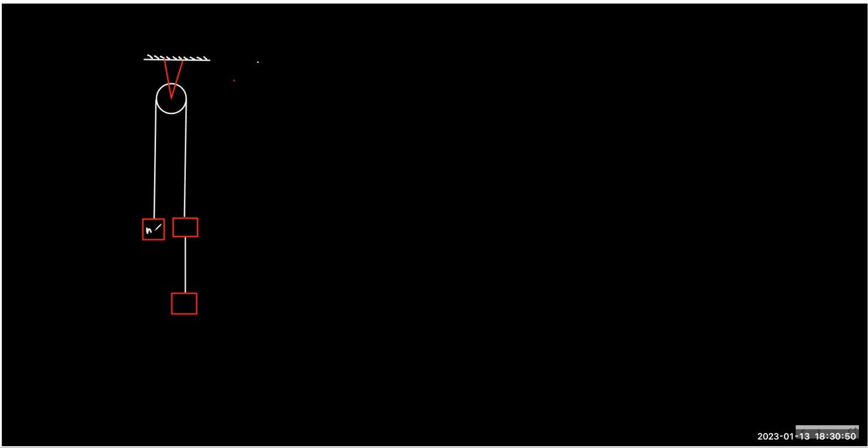Look at this question. M1, M2, M3. Now, what will happen in this case? The blocks will move in one direction. So all the masses will either go up or down, isn't it? Now, can you say which mass will go up, which will go down? Tell me. No, sir. So we have to assume something. Let me give you the hint or the assumption. I'm assuming this side to be going down and this side to be going up.